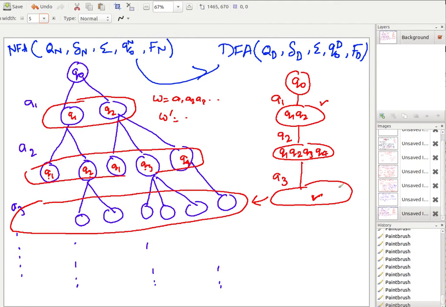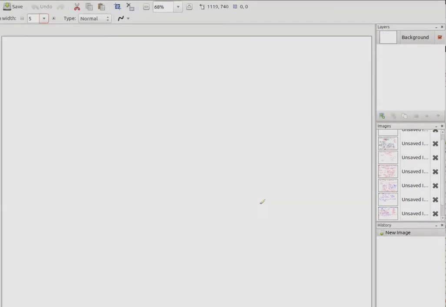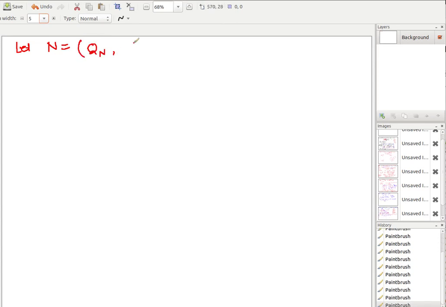So let us quickly write the algorithm for the conversion, and then we will come back and try to revisit these concepts again. My claim of the reduction is something very simple. I am saying that let NFA N be Qn, sigma, delta n, Q0 n, and then you have your Fn.